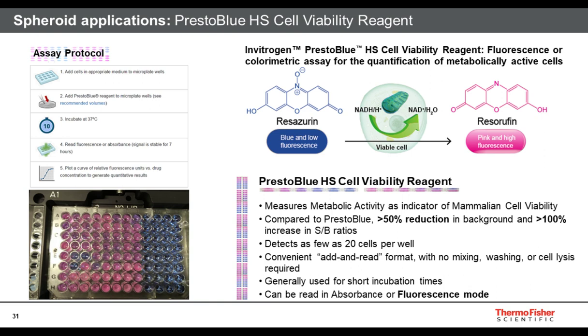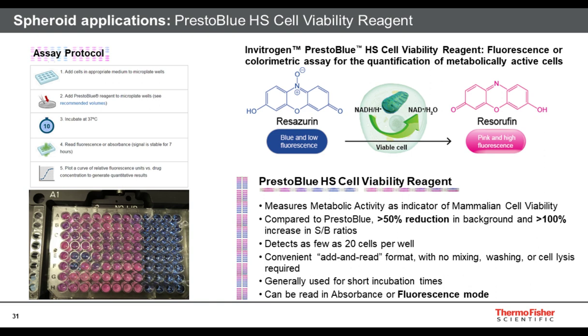So we talked about a photometric cell viability assay. PrestoBlue HS now, though, is a fluorescent cell viability assay. PrestoBlue HS, where HS stands for high sensitivity, is a new and improved viability assay. There is more than a 50% reduction in the background and an increase in the signal to background ratio when compared to the original PrestoBlue reagent. Generally, when PrestoBlue is used, it's used for a short incubation time. PrestoBlue HS is an add-and-read reagent that can be read in both absorbance and fluorescence. However, we highly recommend using the fluorescence mode because of the higher sensitivity.